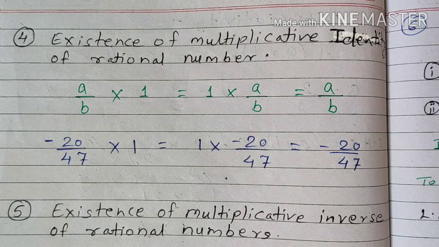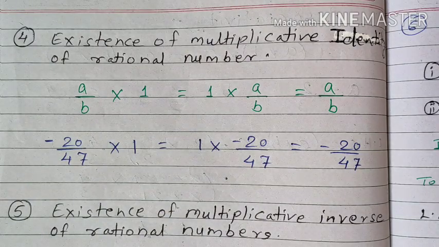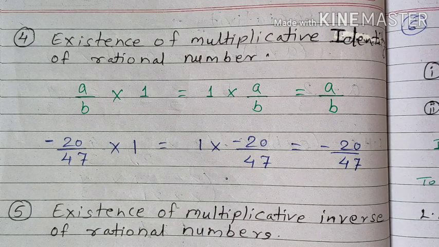Okay, got it, this property? Simple word is what? If any number is multiplied by 1, the answer will be the same number. Is that clear?